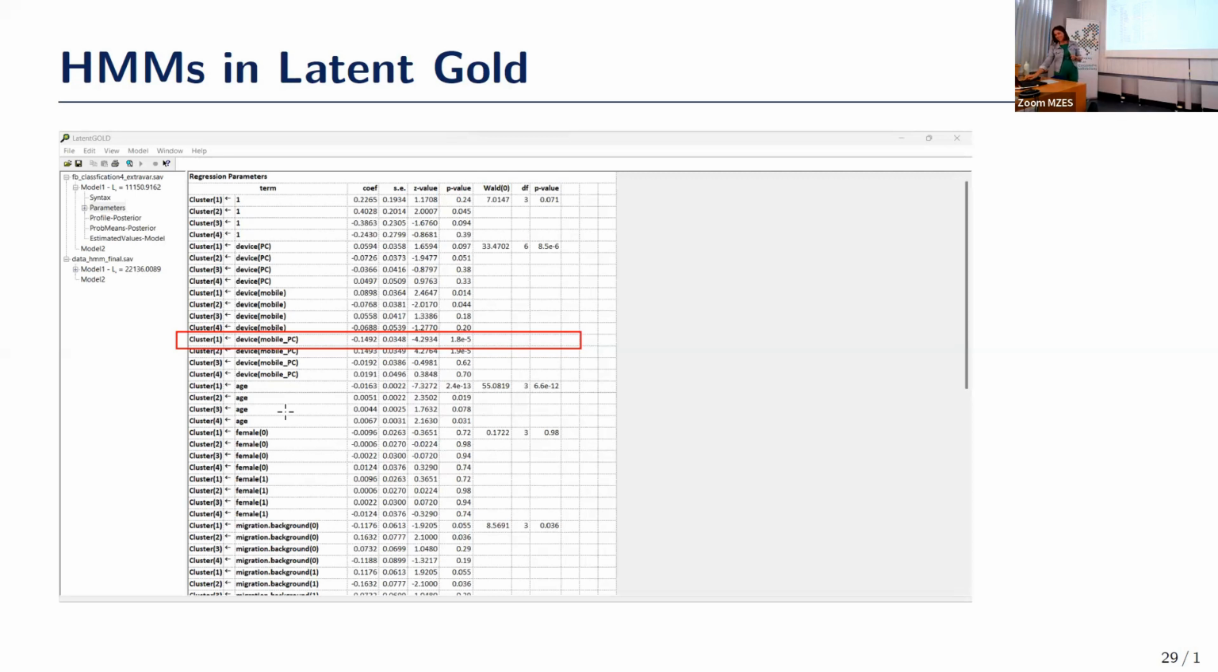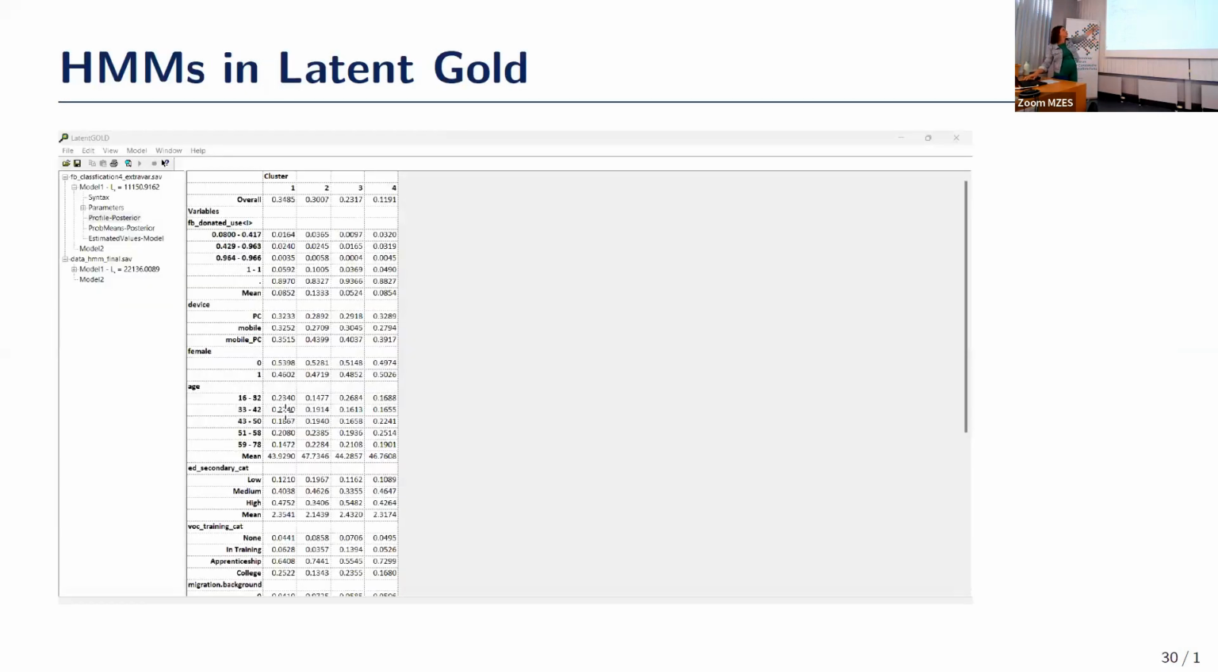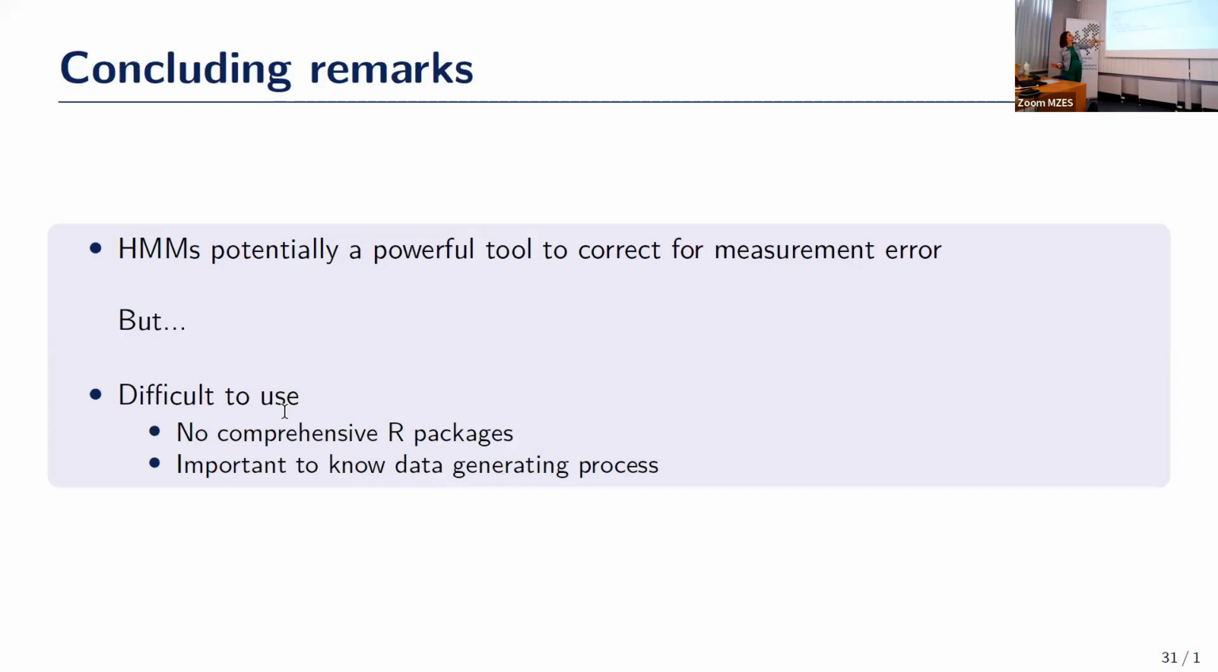And that's it, actually. Here we can also look at it in terms of probabilities rather than parameter estimates. But the concluding remark is that HMMs can be a powerful tool to correct for measurement error, but they can be difficult to use. For instance, with R, it doesn't seem that there's a comprehensive package to do what I wanted to do with this analysis.